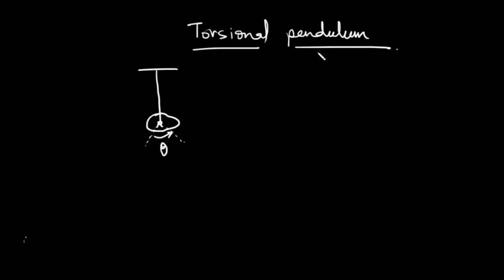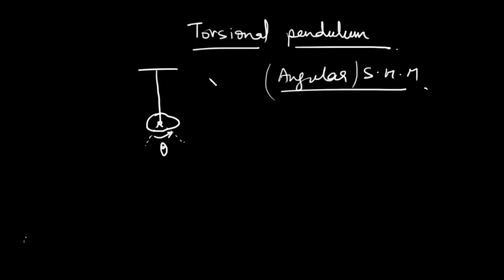Alright, so we now move on to the torsional pendulum. What happens is, there is a string and there is a disc attached. This is a classic case of angular simple harmonic motion. Okay, just remember it is not linear. It is angular simple harmonic motion.